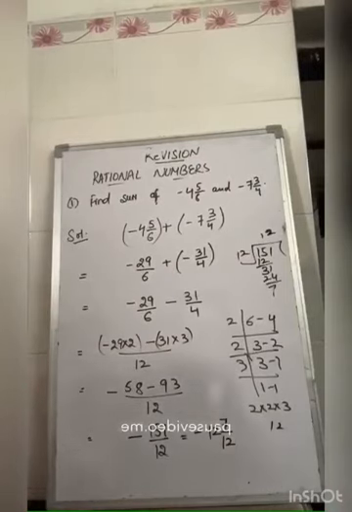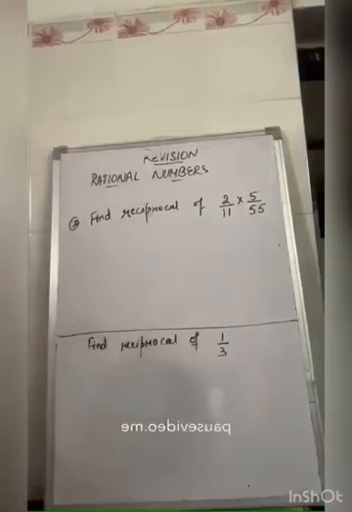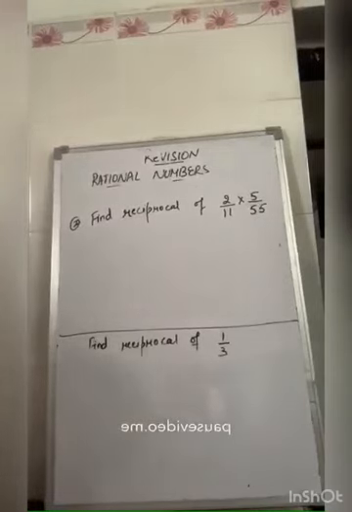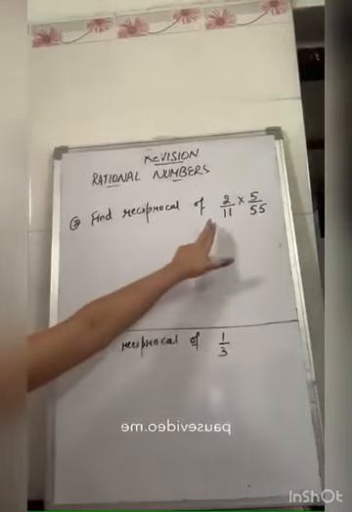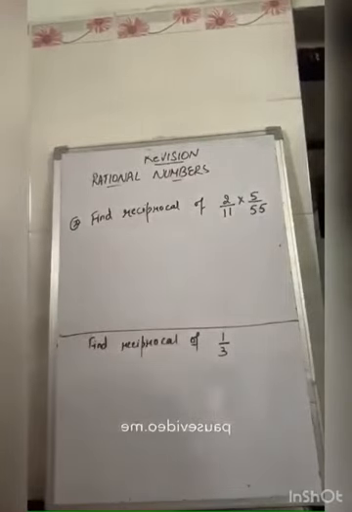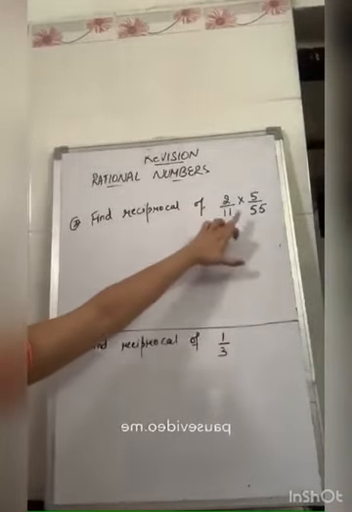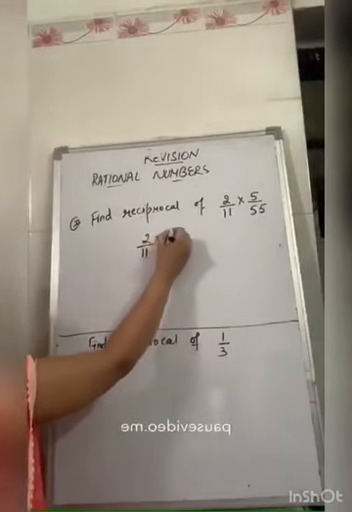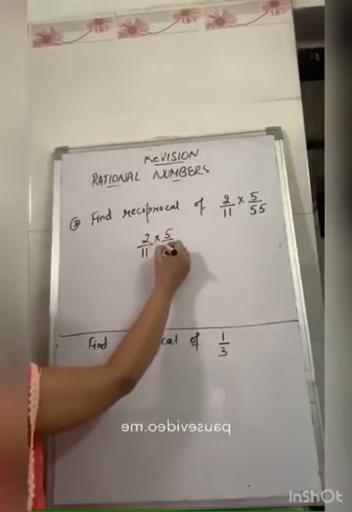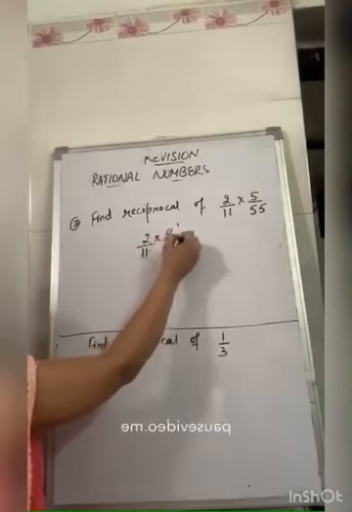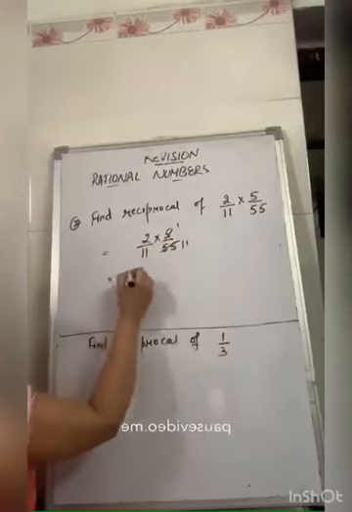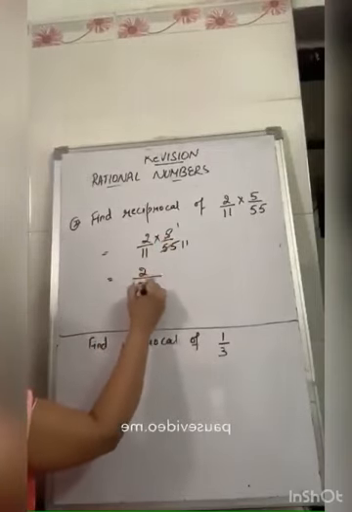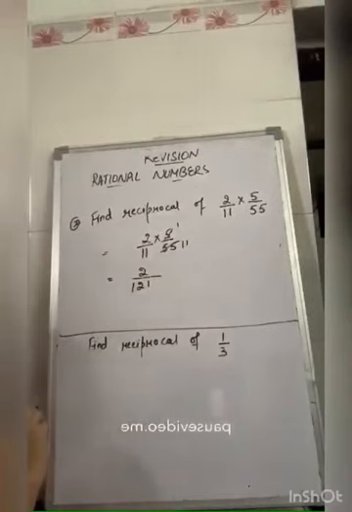Find the reciprocal of 2 by 11 into 5 over 55. When such a question comes, what you have to do? First of all, you have to solve what is given to you. If you have been given 2 rational numbers, then first of all you have to solve it. 2 by 11 into 5 over 55. 5 ones are 5, 11 fives are 55. We get 2 over 11 into 11 is 121. So after solving, we get this.